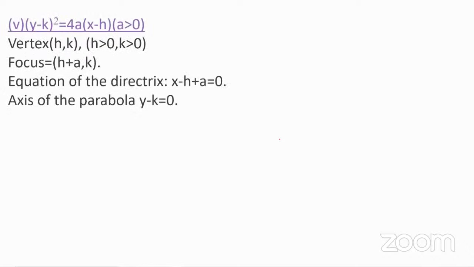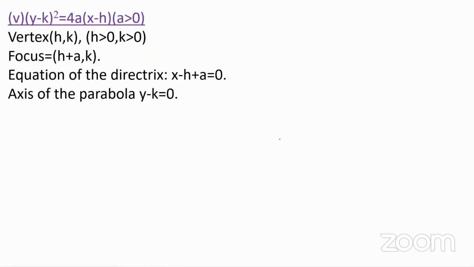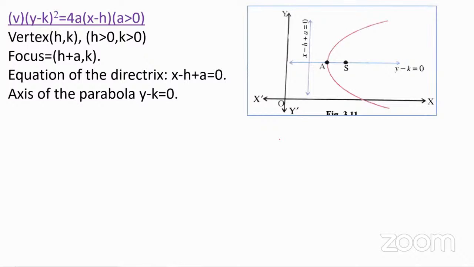Now, if the center is h comma k and the radius is r, then the circle equation is x minus h whole square plus y minus k whole square equal to r square. Similarly, in the previous cases we took only 0 comma 0; now we apply h comma k and get y minus k whole square equal to 4a times x minus h, where a is greater than 0. Here the vertex is h comma k, whereas in the previous four cases the vertex was 0 comma 0. The diagram looks like this.